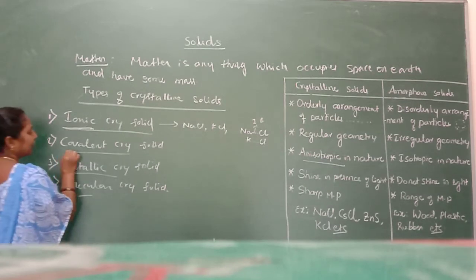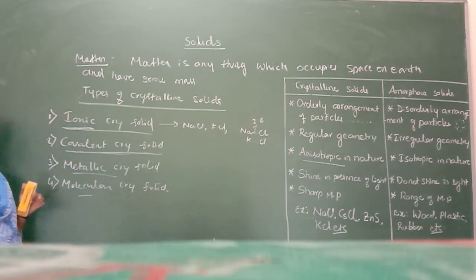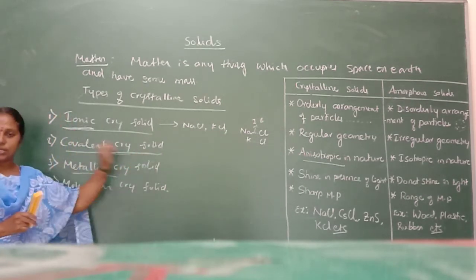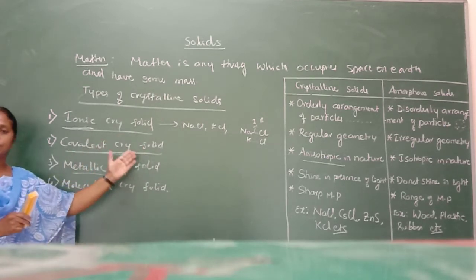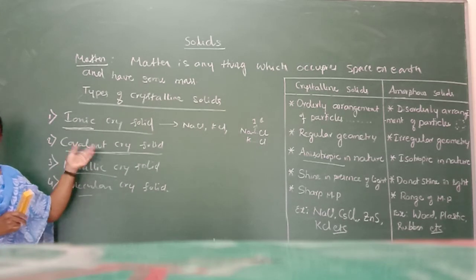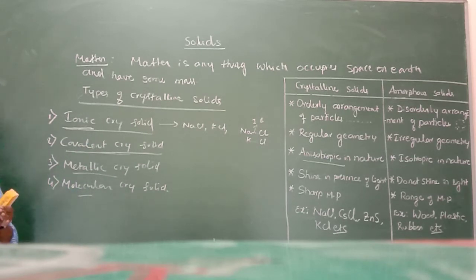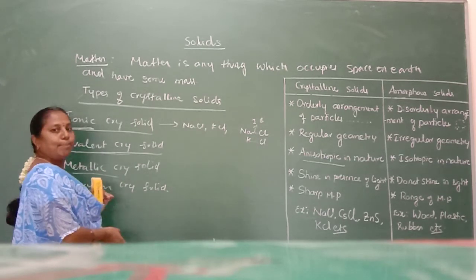Next, coming to the covalent crystalline solid. So what is a covalent crystalline solid? A crystalline solid in which the covalent bond exists between the particles. That means, in between the particles.